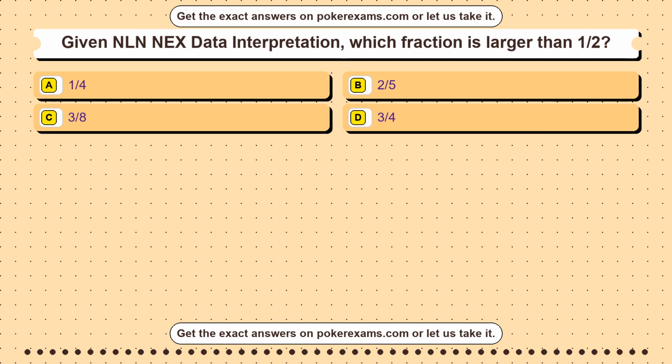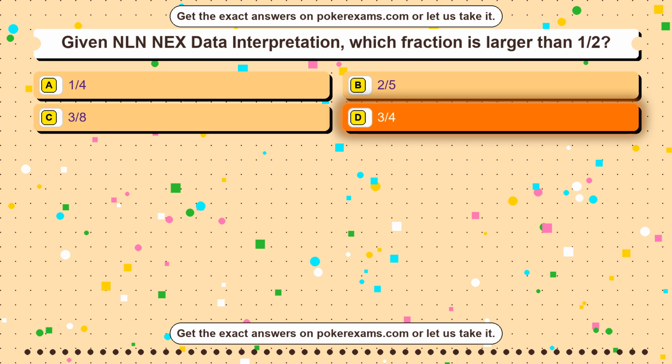Question 18. Given NLN NEX Data Interpretation, which fraction is larger than 1/2? Option A, 1/4. Option B, 2/5. Option C, 3/8. Option D, 3/4. The correct answer is option D.